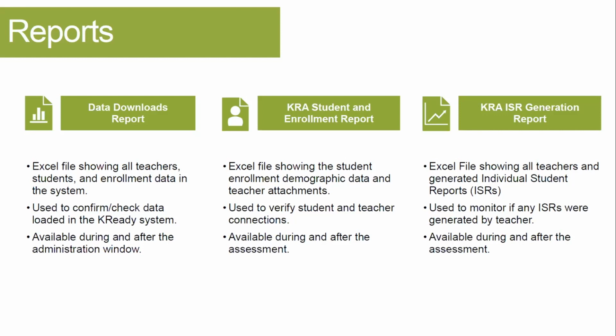The next one we have here is the KRA Student and Enrollment Report. This really is a combination of your student and enrollment file. So it's going to show what students are attached to which teachers. This just confirms the connection of that student and teacher. The last one here is the KRA ISR Generation Report. This one is going to show you any ISRs that were generated by a teacher. A specific teacher will come on one of your lines and it'll show how many ISRs were generated.